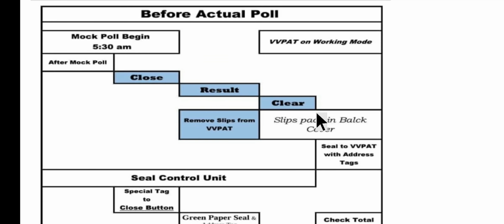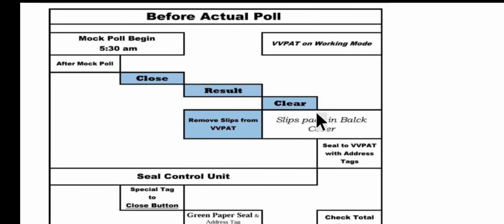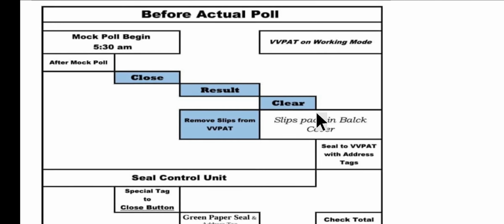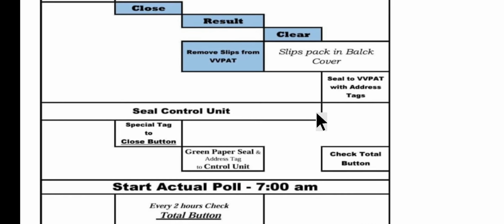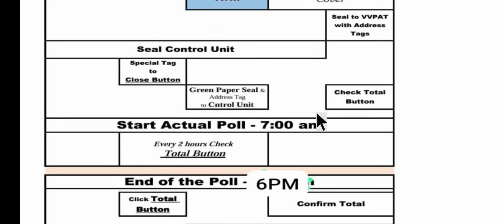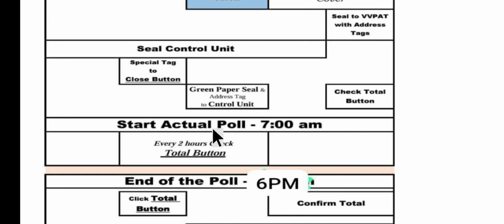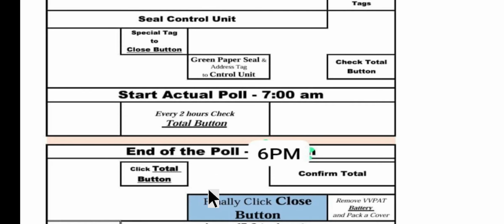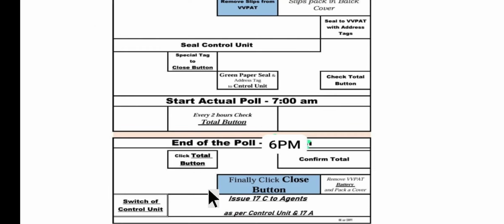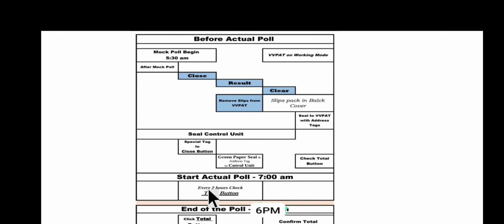So dear viewers, in this flow chart we have four components. So what we are supposed to do on the actual polling day: we will be starting with the mock polling process, then followed by sealing of the control unit, and then starting the actual poll, commencing at 7 a.m. and ending at 6 p.m. So in this flow chart, there is clear-cut information.